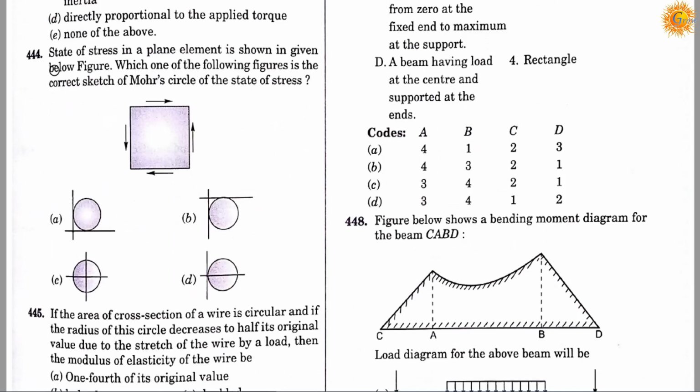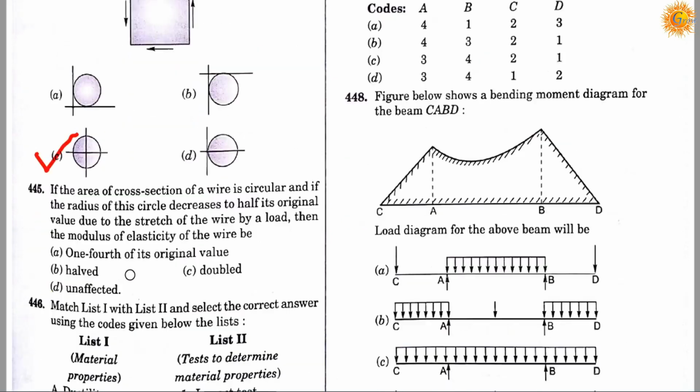Question number 444. State of stress in a plane element is shown in the figure given below. Which one of the following figures is the correct sketch of the Mohr circle of the state of stress? Option A, option B, option C and option D. Correct answer is C for this state. Correct answer will be C.